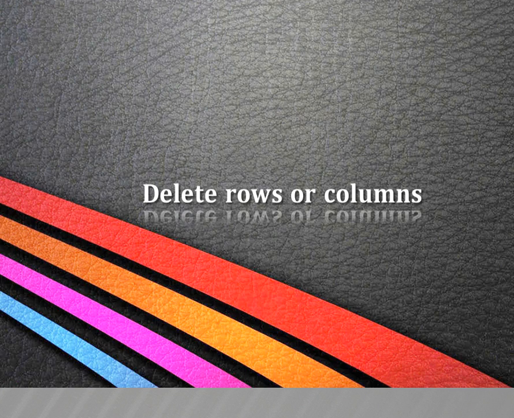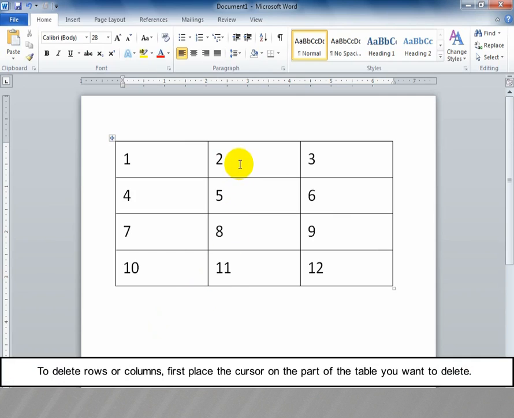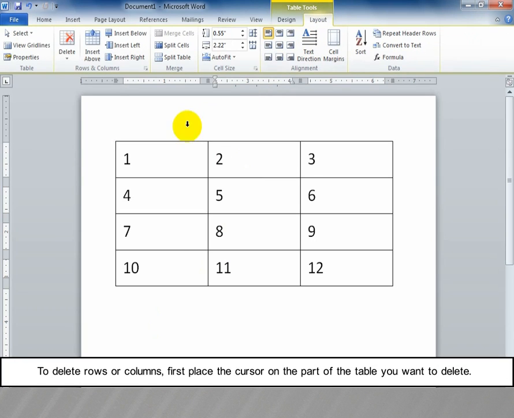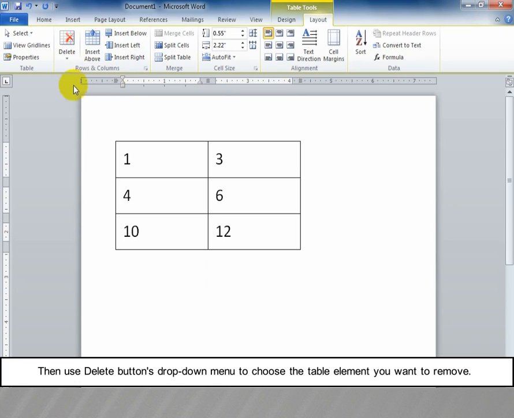Delete rows or columns. To delete rows or columns, first place a cursor on the part of the table you want to delete. Select Layout, Delete button under Rows and Columns section. Then use Delete button's drop-down menu to choose the table element you want to remove.